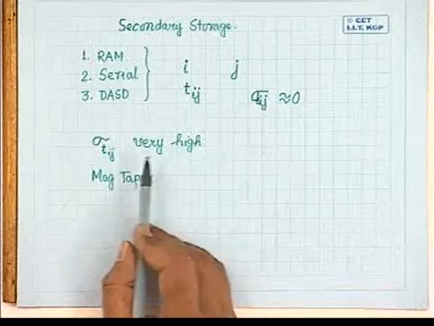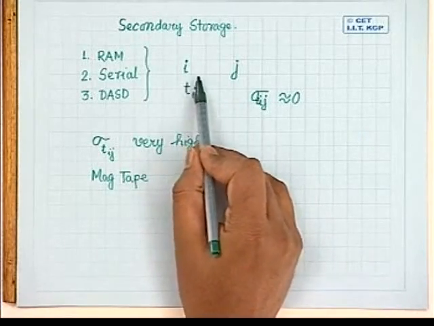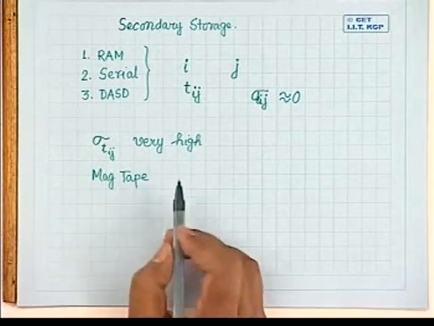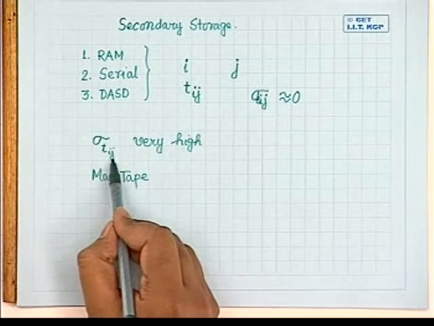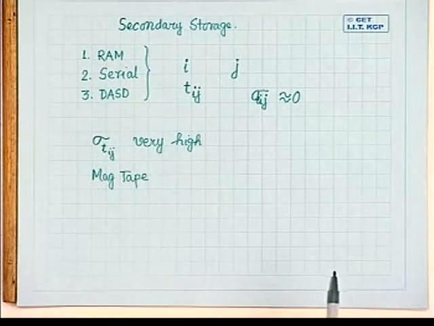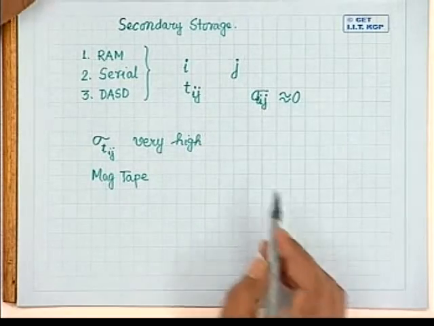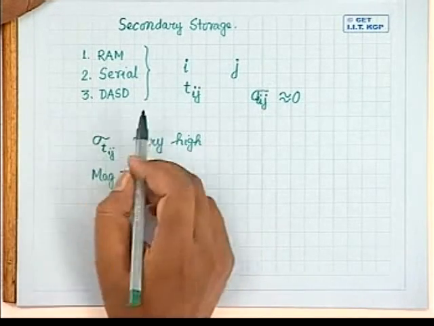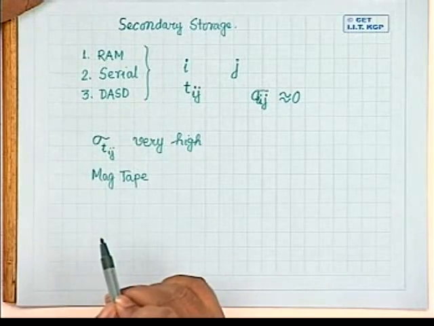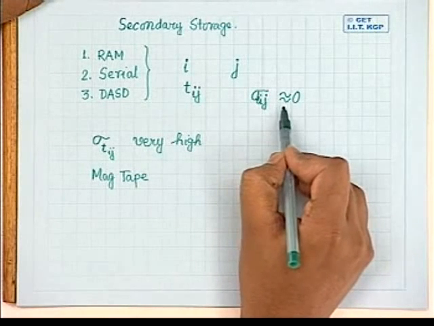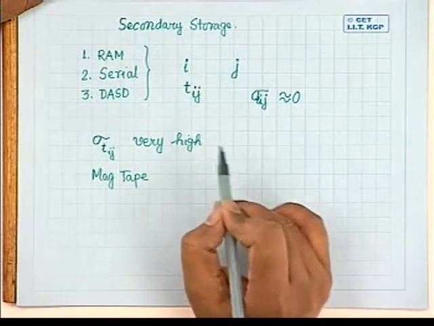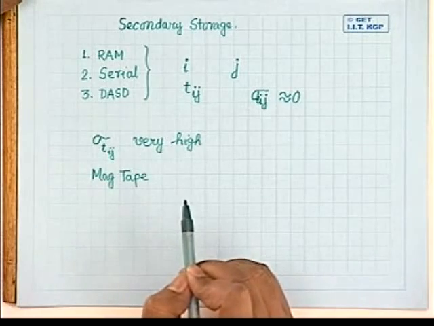So you find that depending upon the relative position or the distance from the ith record to the jth record, the value of Tij will vary widely. So in case of magnetic tape, the variance in Tij, that is sigma Tij, is very high, and this kind of storage device is called a serial access storage device. And the third category of storage device, that is DASD or direct access storage device, is where the variance in Tij lies in between. It is not as low as in case of RAM, where sigma Tij is nearly 0, and also it is not as high as in case of serial storage device.